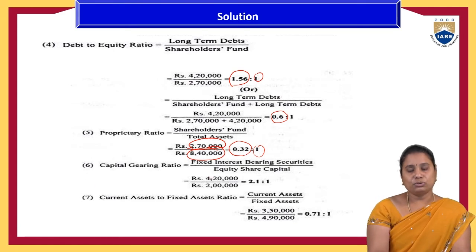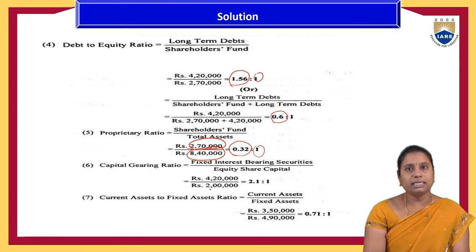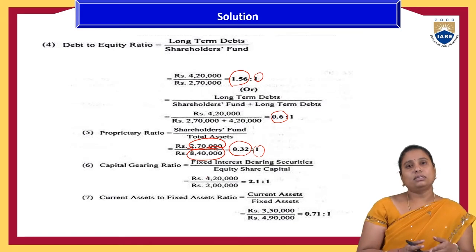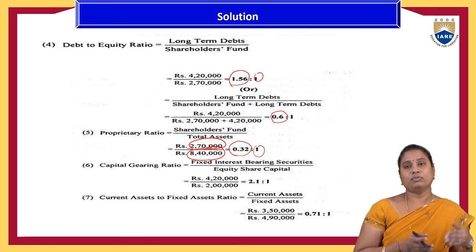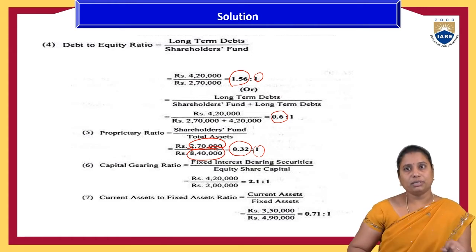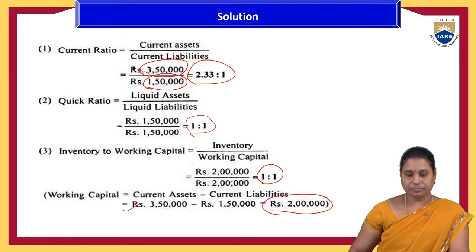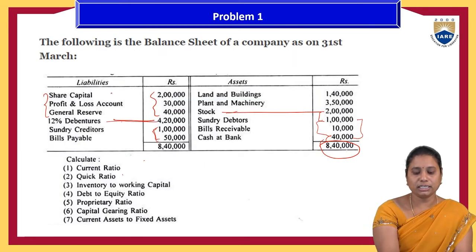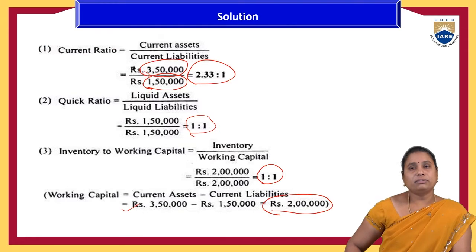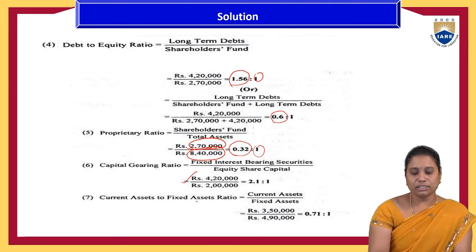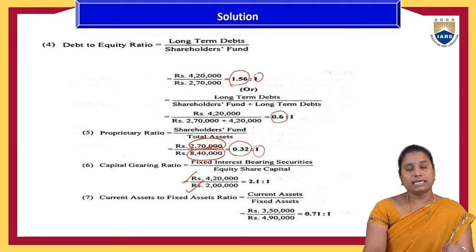And capital gearing ratio, that is interest bearing securities divided by equity share capital. So that is not about the organization's profits or anything else. Only equity, preference and debt are taken into consideration. Dividend bearing and interest bearing securities are called debentures. Here the debentures are 4 lakhs 20,000 and the equity shareholders' is 2 lakhs. So they have taken 4 lakhs 20,000 divided by 2 lakhs. So that means more than 100%. That is, the company has 2 times more debt capital than the ownership capital.